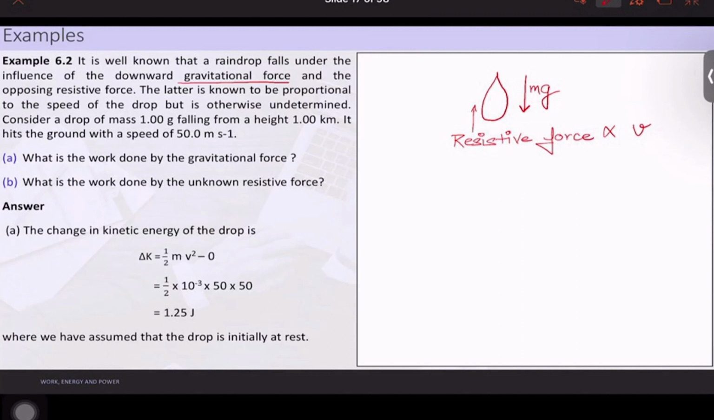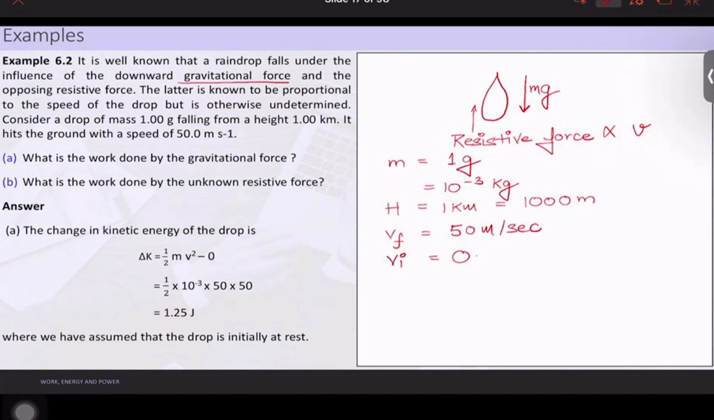Let us consider the drop of mass 1 gram. So the mass of the drop is given as 1 gram, or we can write it as 10 to the power minus 3 kg. And the height h is given as 1 kilometer. You can also write 1 kilometer as 1000 meters. It hits the ground with a speed of 50 meter per second. So v final is 50 meter per second. As nothing is given about initial velocity, we can assume the initial velocity to be equal to 0. So initial velocity is 0 meter per second.